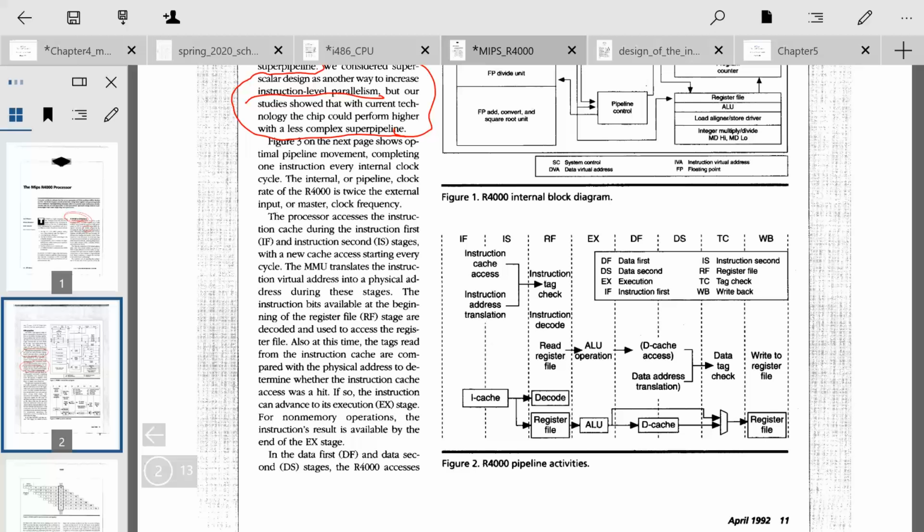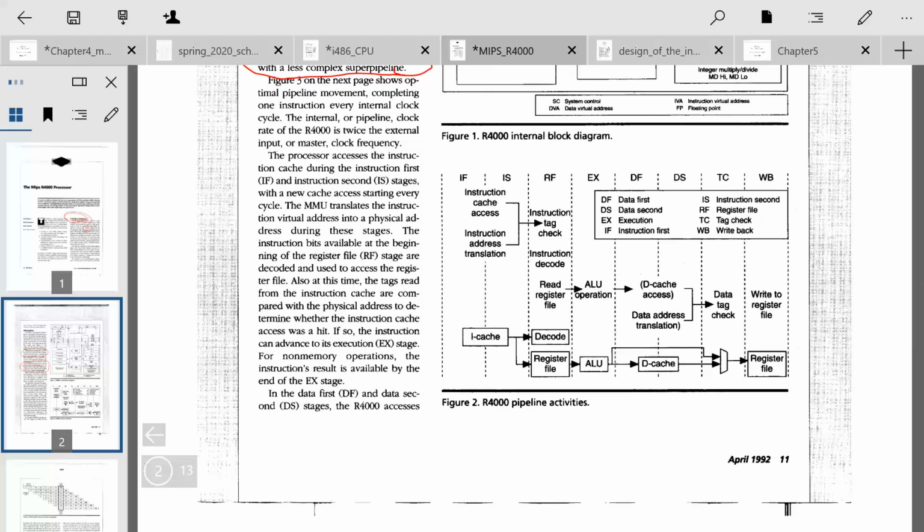So here are the different pipeline stages. You have instruction fetch and instruction second, I think is what the S stands for, and then a register file stage. Then you have the execute, and then they call this the data first stage. So it may be instruction first, instruction second, register file, execute, data first, data second. TC is tag compare, and then write back.